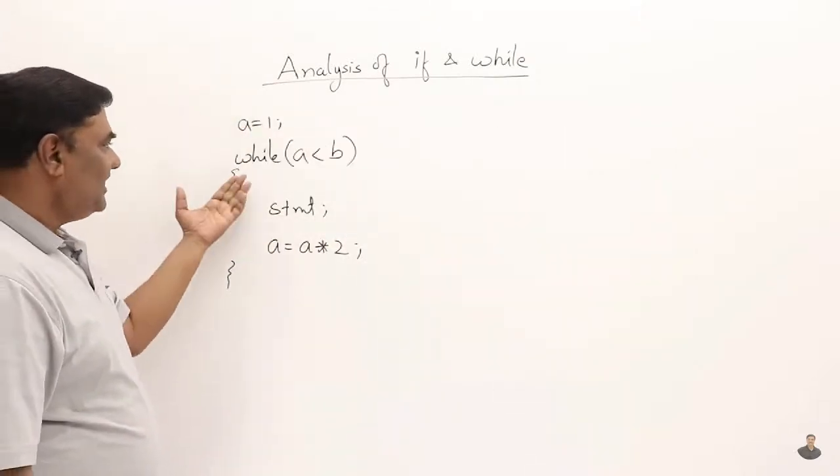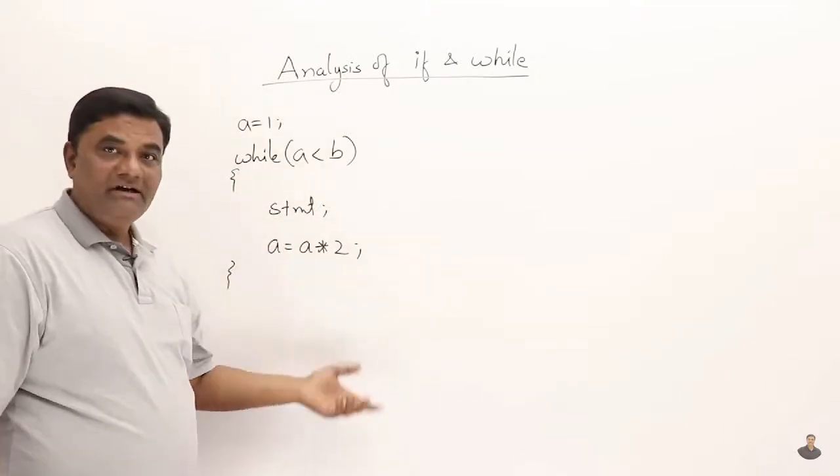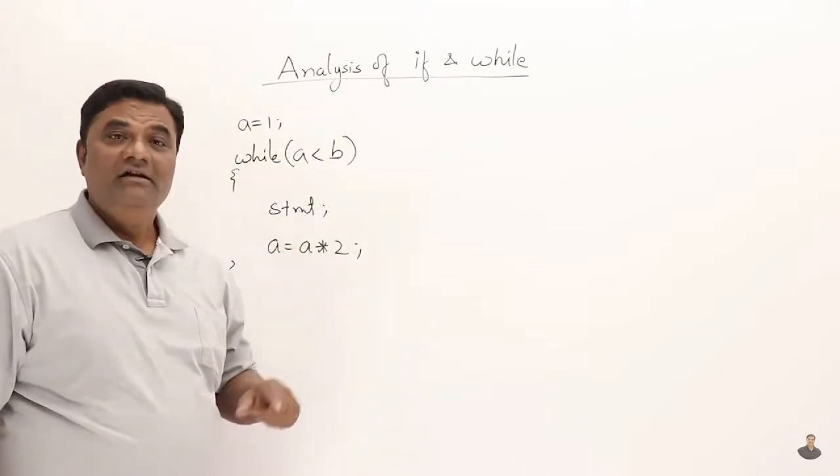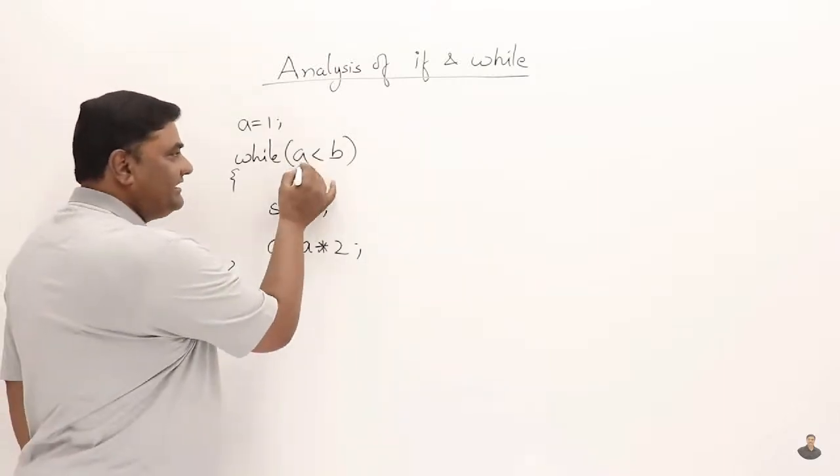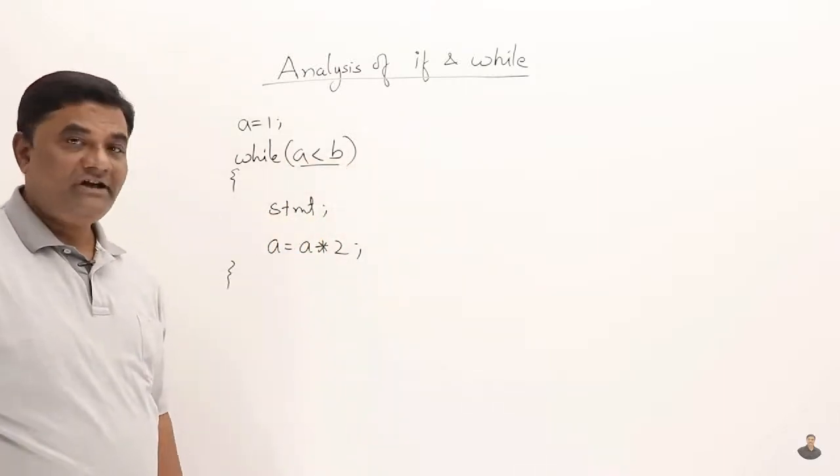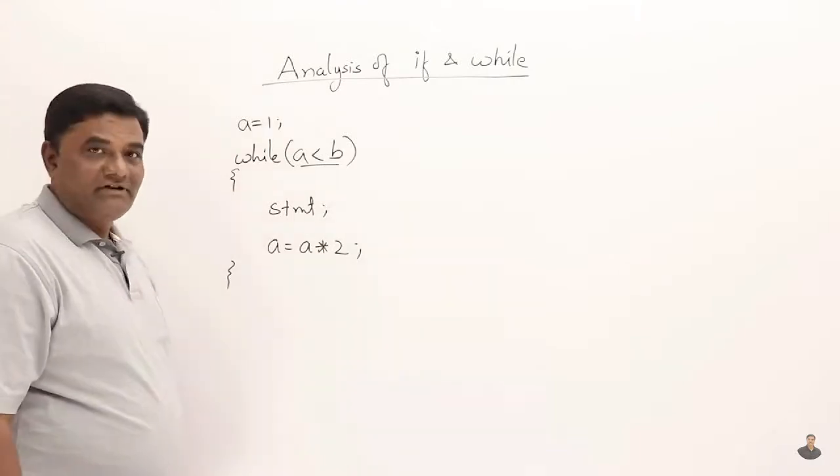See, a assign 1, while a is less than b, some statement, and a is multiplied by 2 every time. There is no n here. Then how many times will it repeat? I don't know. This depends on this condition. As long as the condition is true, it will continue. So I don't know how many times it's going to run. Let us trace this one.